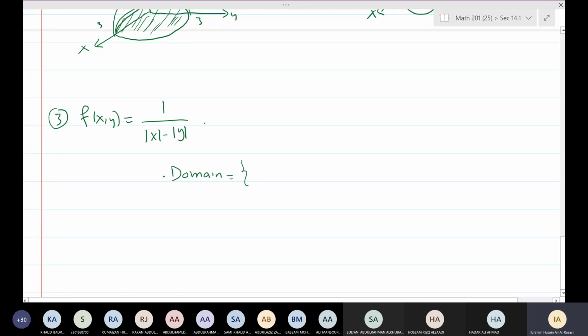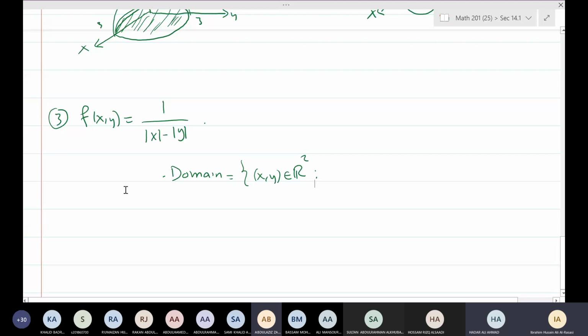Again, you start with what first? What should I write here? Points. Don't forget, always the domain is with points (x, y) in R2. Now, what is the condition on x and y?